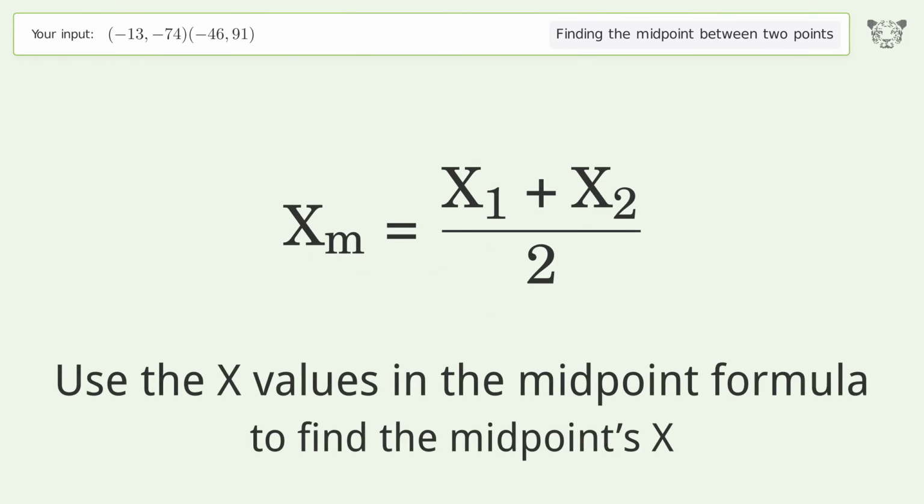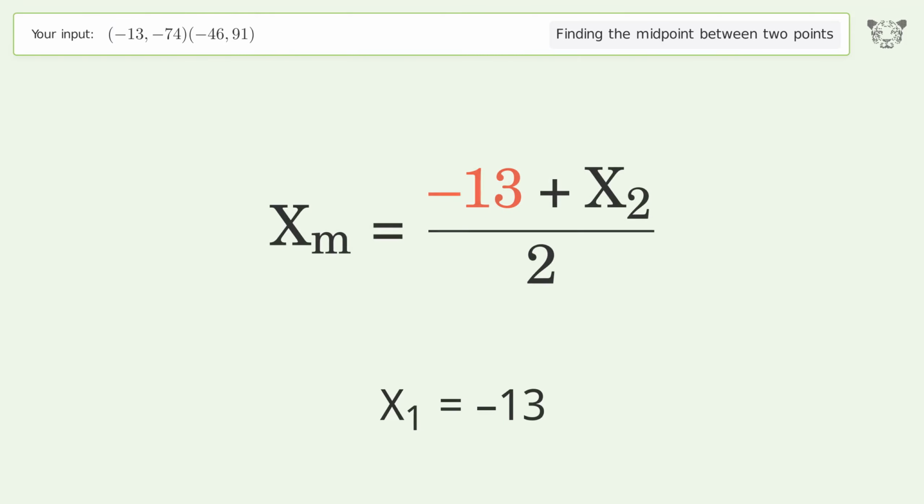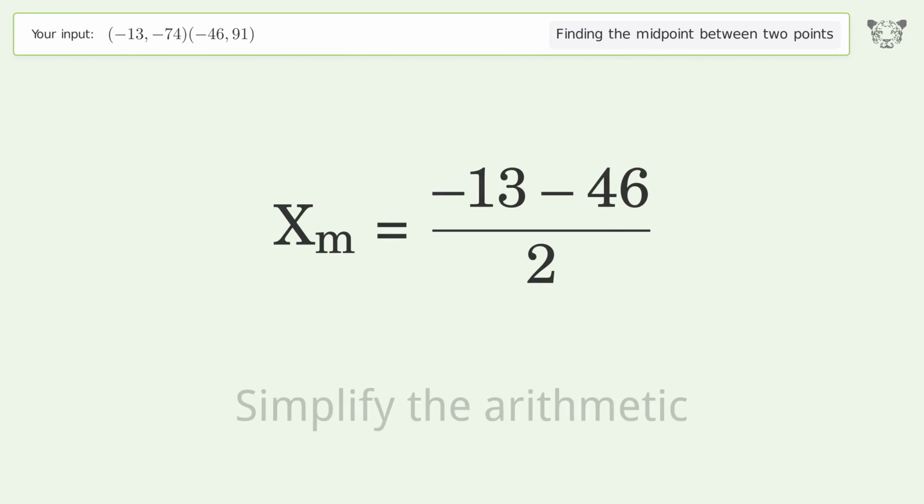Use the x values in the midpoint formula to find the midpoint's x. x1 equals negative 13. x2 equals negative 46. Simplify the arithmetic.